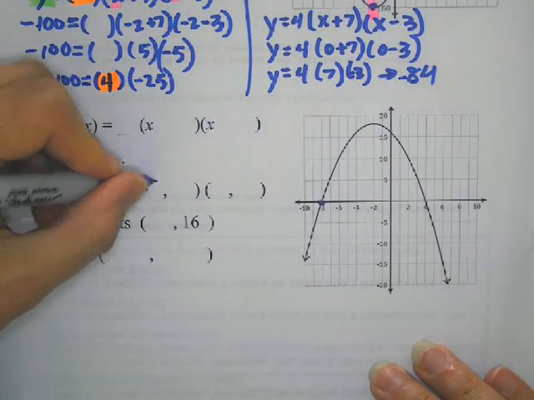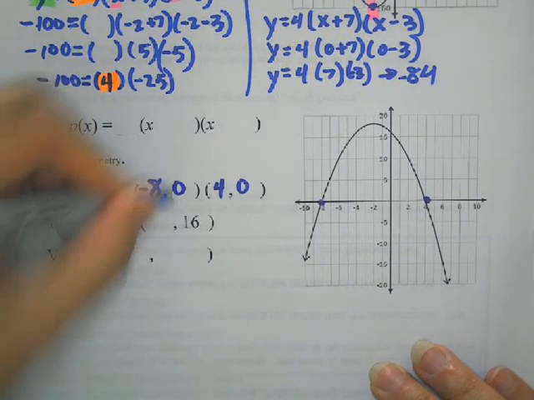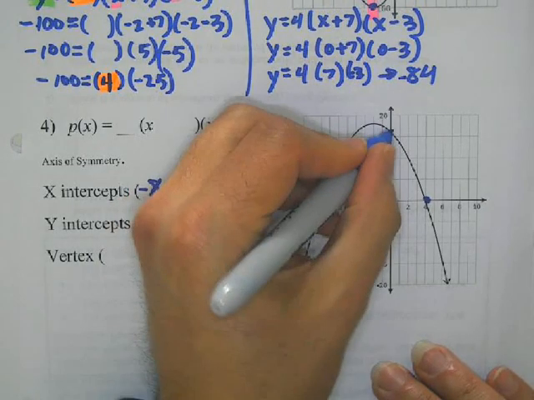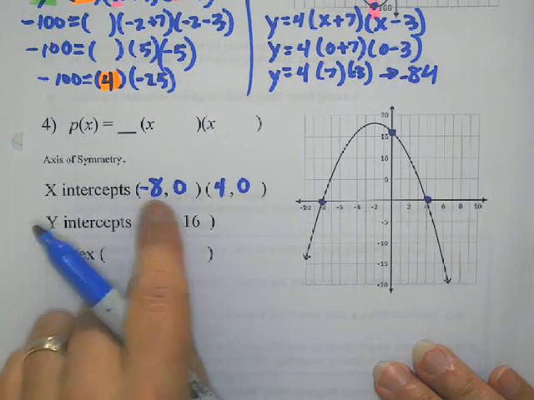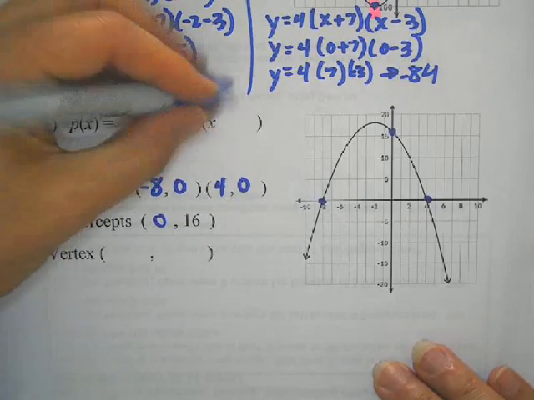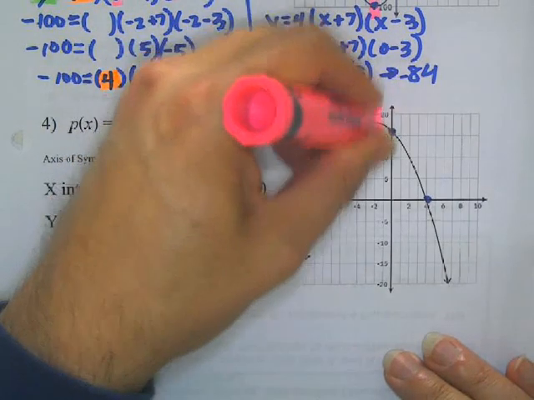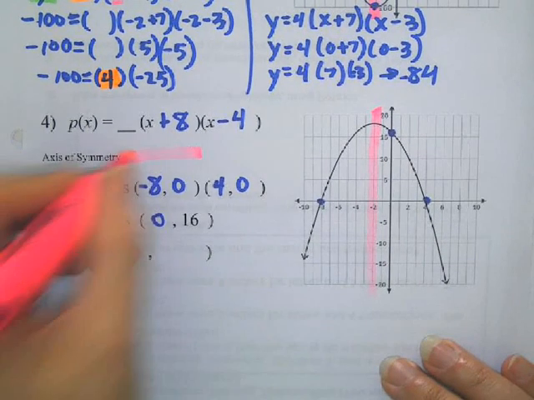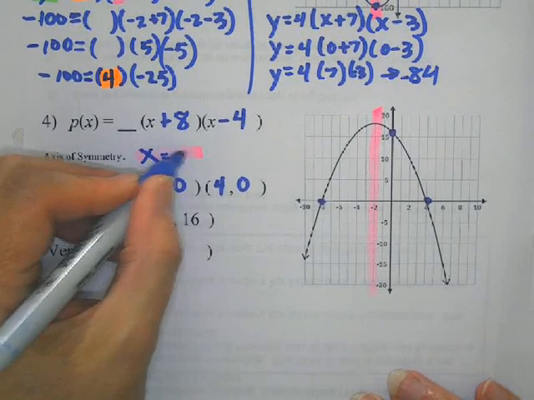Negative 8, this intercept 4. Y-intercept 0, 16. Okay, so negative 8, then I'm going to have x plus 8. And here you've got 4, so it's going to be x minus 4. Halfway between those two values happens at negative 2. So my axis of symmetry is x equals negative 2.